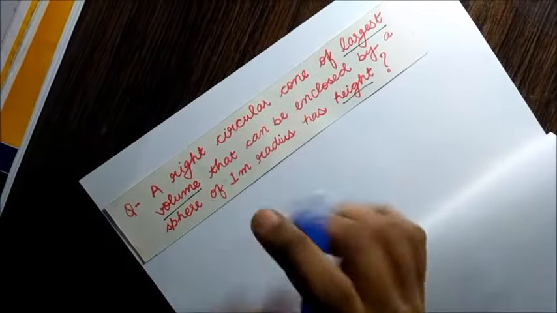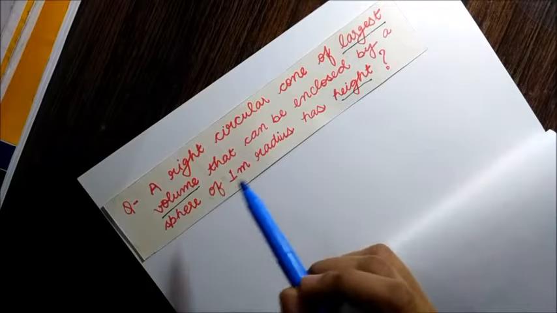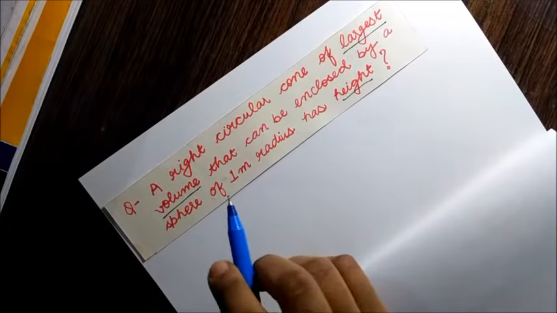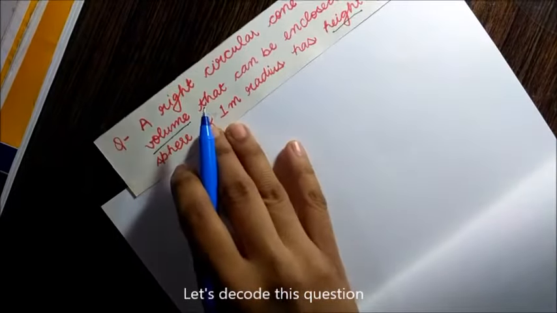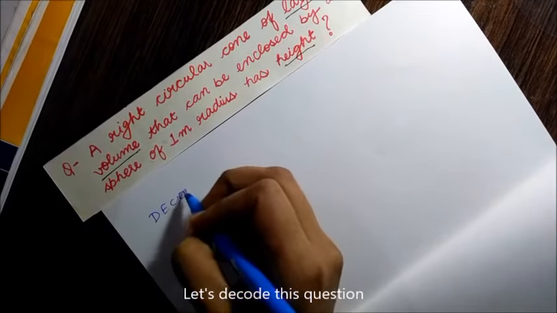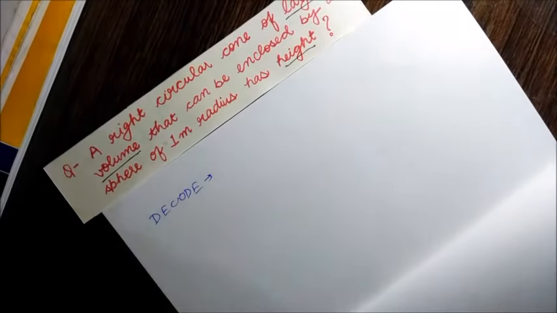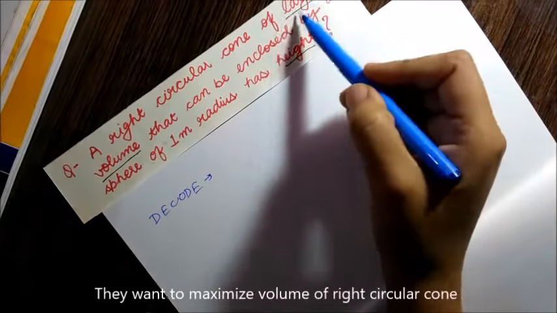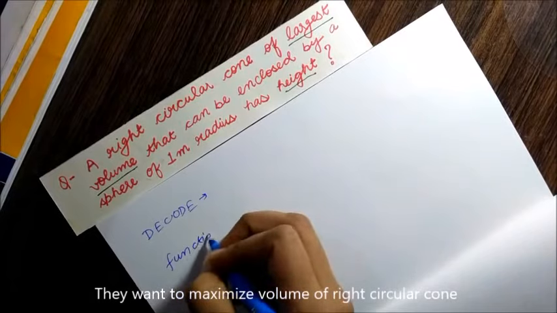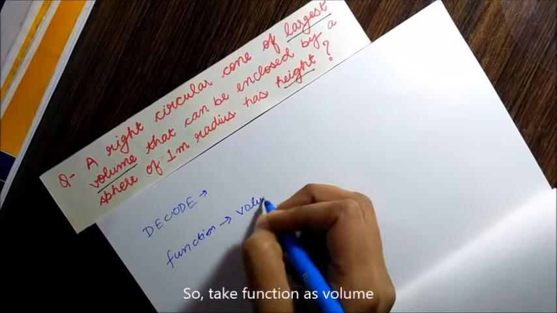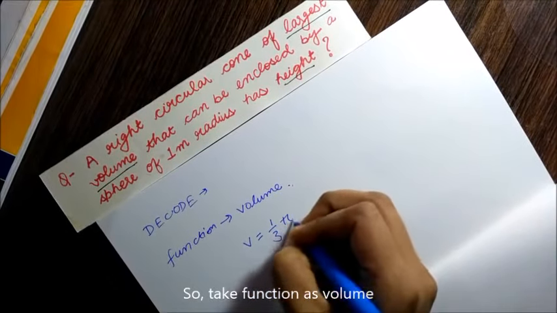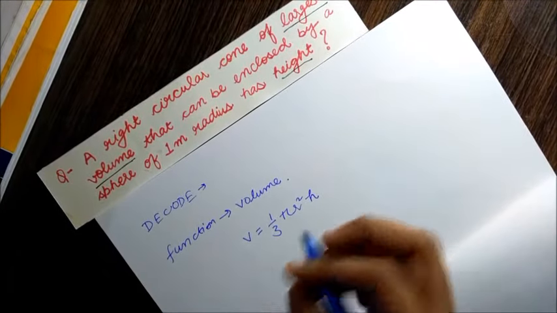The question is, a right circular cone of the largest volume that can be enclosed by a sphere of 1 meter radius has height. So let's decode this question first. What's given here? They want to maximize the volume of a right circular cone. So our function will be the volume of the cone, which is 1 by 3 pi r square h, as you know already.